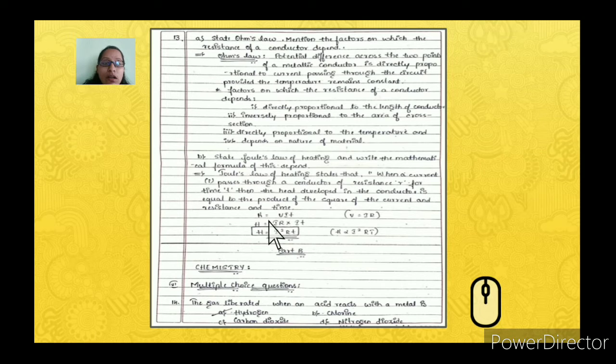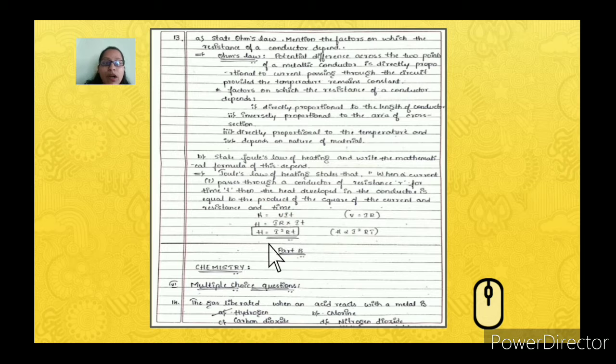VIT, that is V and I, that is IR into I into T. V is equal to IR into IT. You are substituting the value of V, V is equal to IR according to Ohm's law. So H is equal to IR into IT, so H is equal to I square RT. That is, H is directly proportional to the square of the current, directly proportional to the resistance, and with respect to the time too. We will be completing the physics part now.